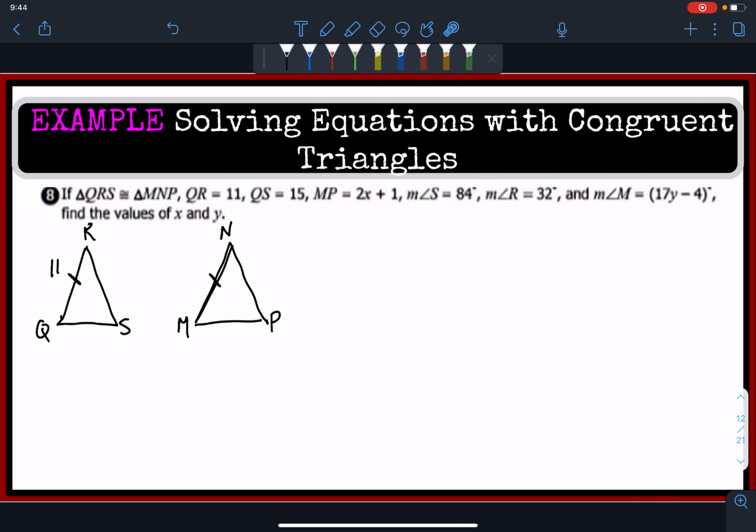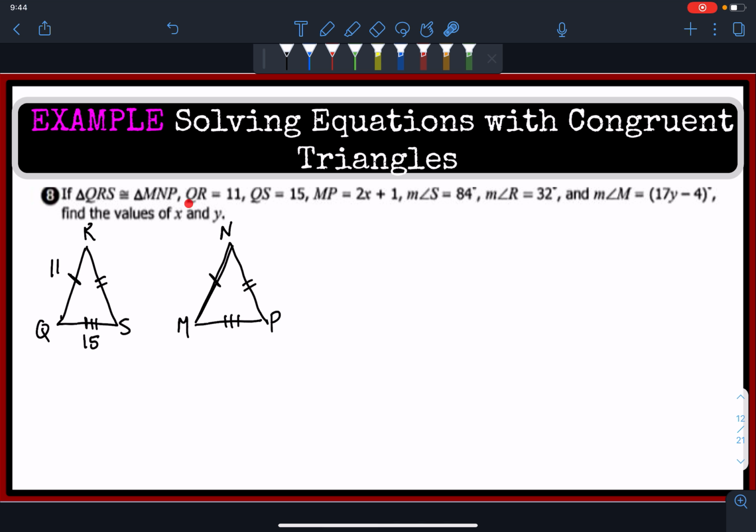QS, which is this bottom one, that is 15. And I kind of already labeled them. I kind of got ahead of myself, didn't explain what I was doing. SR corresponds to NP, so that's indicated again with 2 markers. And the last letter, QS, which is the bottom one, corresponds to MP, which again is the bottom one, so indicated with 3 markers.